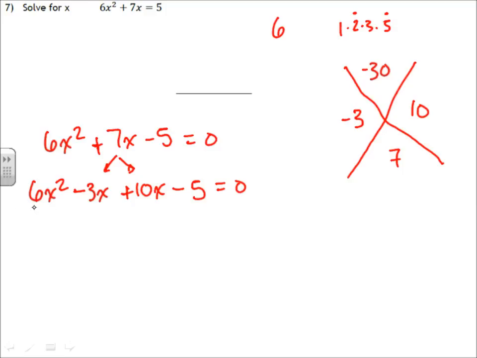Next, we're going to deploy factoring by grouping. So I'm going to look at my first two terms, and then I'm going to look at my second two terms, and I'm going to factor out the greatest common factor in each case. Considering the first two terms, I have a GCF of 3x.